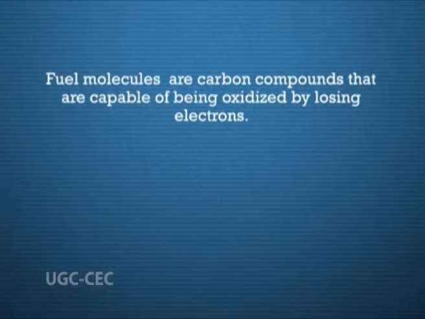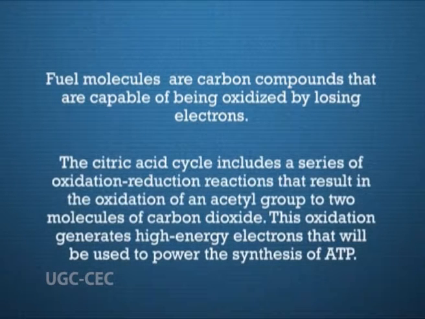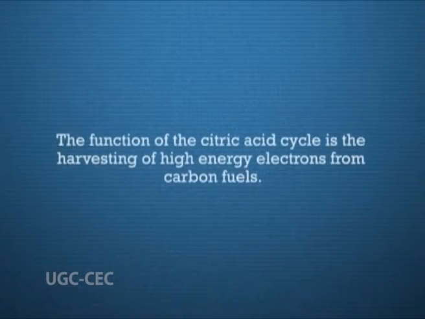So what is the function of the citric acid cycle in transforming fuel molecules into ATP? Fuel molecules are carbon compounds that are capable of being oxidized by losing electrons. The citric acid cycle includes a series of oxidation-reduction reactions that result in the oxidation of an acetyl group to two molecules of carbon dioxide. This oxidation generates high-energy electrons that will be used to power the synthesis of ATP. The function of the citric acid cycle is the harvesting of high-energy electrons from carbon fuels.